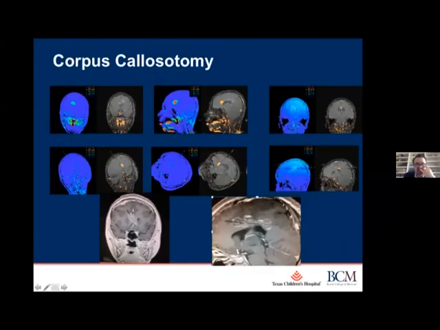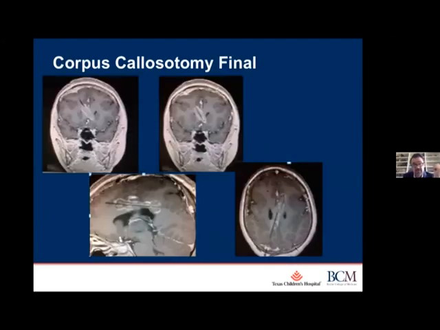I've also disconnected. Here's a corpus callosotomy. We've got about 30 of these, and really laser callosotomy has replaced our open callosotomy as a first line operation at our center. Here's what it looks like in the final way.